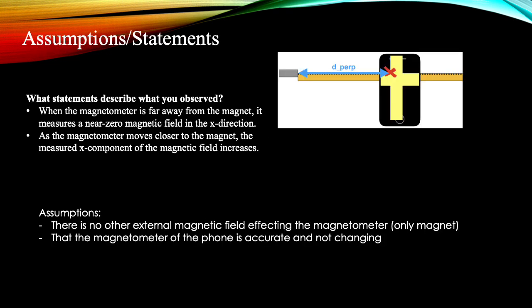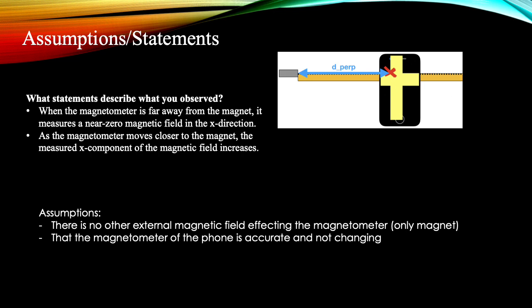I forgot to include this on the last slide, but as you could see before, the system is the magnetometer and the iPhone, and the surroundings is the bar magnet and the Earth. As for the assumptions, there were two major. One is that there is no other external magnetic field affecting the magnetometer, only the magnet. And the second is that the magnetometer of the phone is accurate and not changing with anything that happens during the time you're recording.